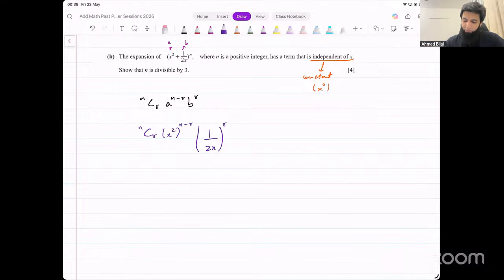Okay, so what we're looking for is the term independent of x. That means the power should be equal to 0. We need to show that n is divisible by 3. Achha, n is an integer, r is also an integer. That is something that we know because n represents the total power. They said that's a positive integer. r represents the term number. Term number is also supposed to be positive.